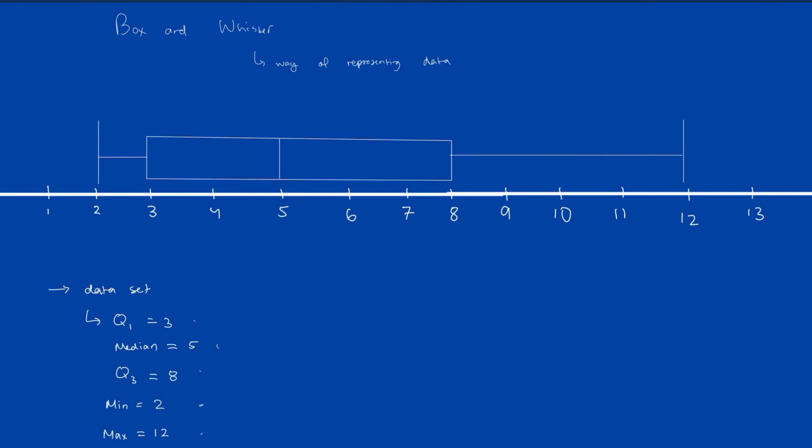So remember, initially you create a box only for the Q1, median, and Q3 values, and then you extend the line to the minimum and maximum value. So this is how you draw a box and whisker diagram.